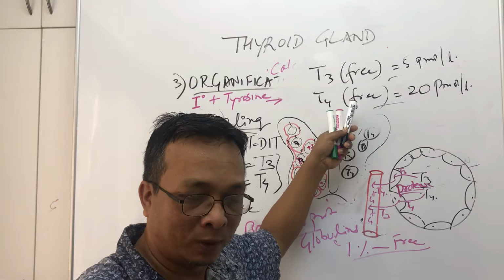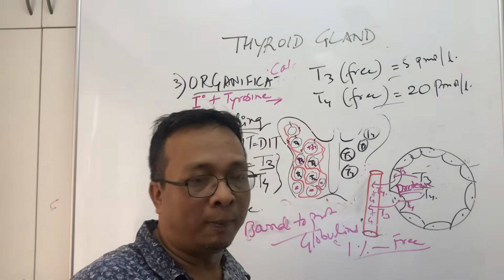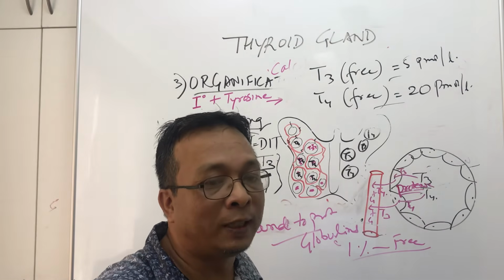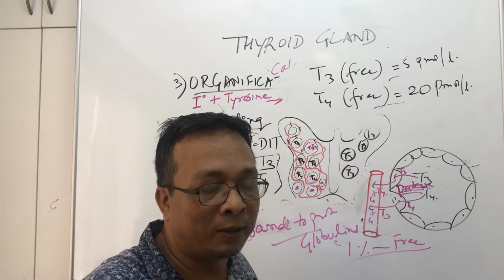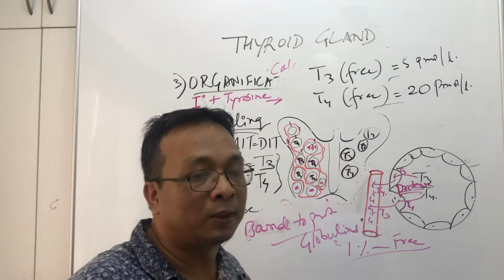Okay, if we have less protein amount in our blood, this level may go up. So you also have to assess before declaring someone hyper or hypothyroidism. You should also assess the blood protein level. How much is the normal protein level?